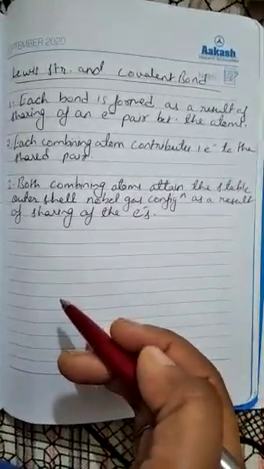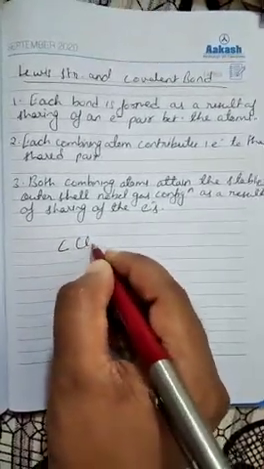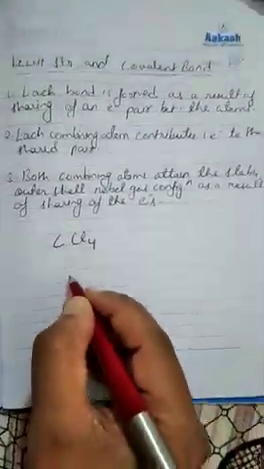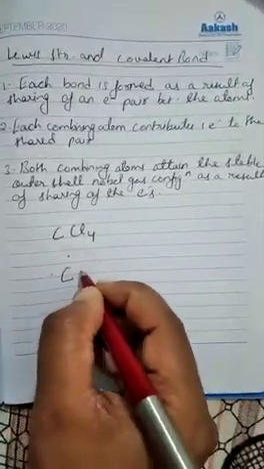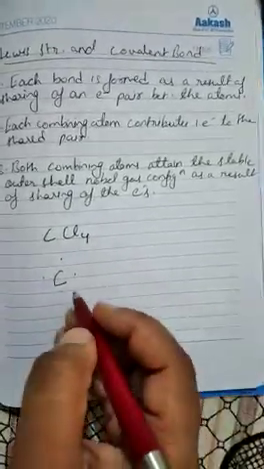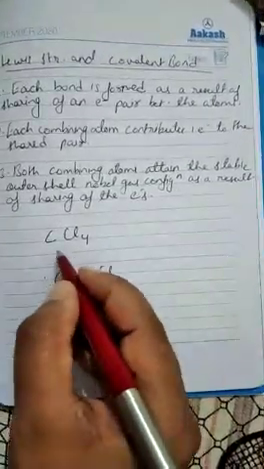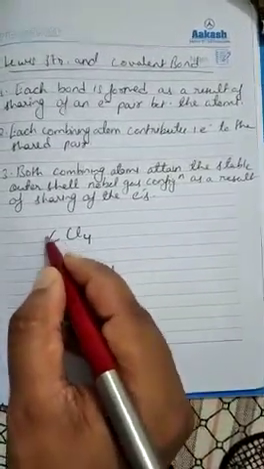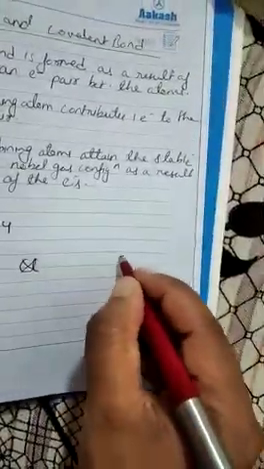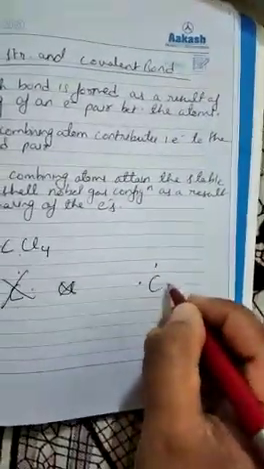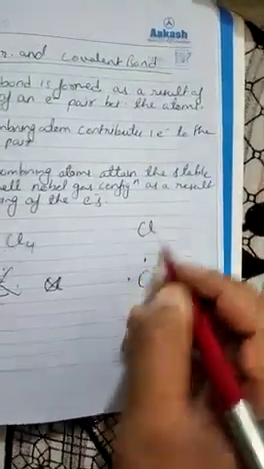So let's take here the example of CCl4, carbon tetrachloride. According to the Lewis dot structure, this is your carbon atom, and you all know that there are 4 electrons in the carbon atom. In case of chlorine there are 4 chlorine atoms. Let me draw it here. This is the carbon atom with 4 electrons, and this is a chlorine atom. We have 4 chlorine atoms.